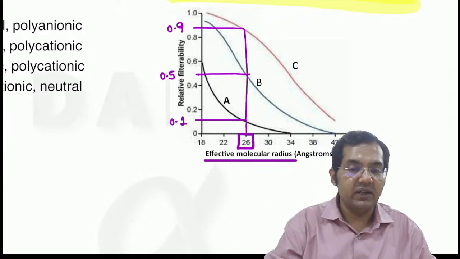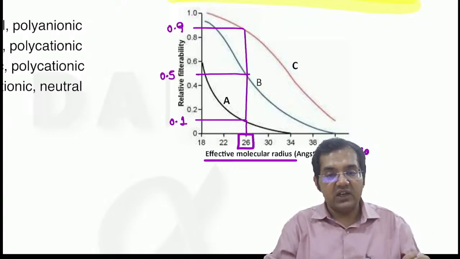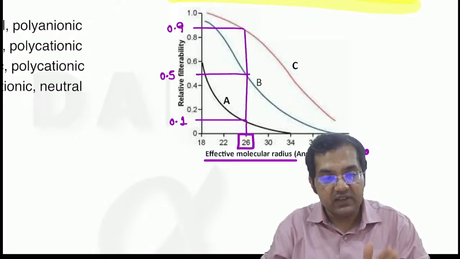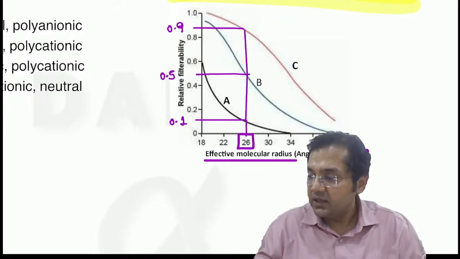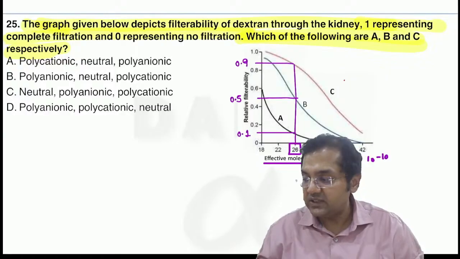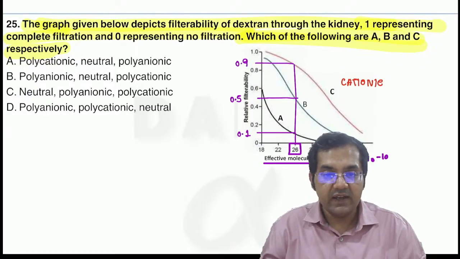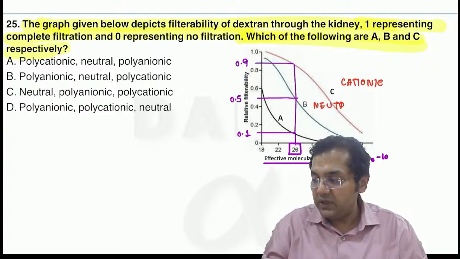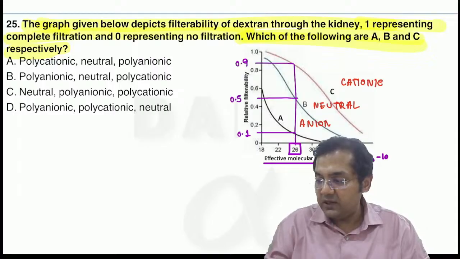Now can you tell me, glomerular basement membrane is negatively charged. So out of A, B and C, if the size is same, which particles will have maximum filterability? So the answer is C should be positively charged. That means C are none other than cationic. B has to be none other than neutral. And A has to be none other than anionic.